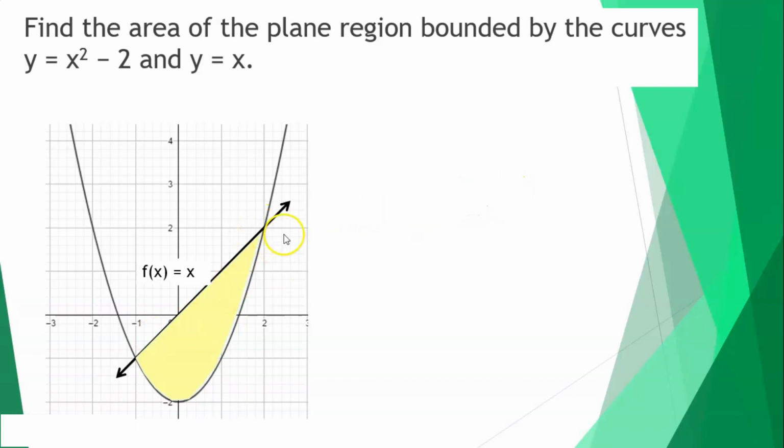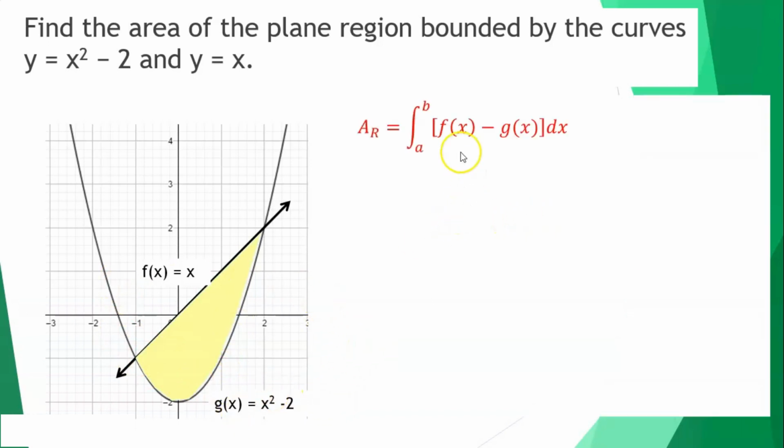So take note, our upper function is f of x equals x, or y equals x. Our lower function or our lower curve is defined as x squared minus 2. So with this, it would become the integral of f of x minus g of x dx. So meaning it is upper curve minus lower curve. So let's substitute. Our upper curve is x, our lower curve is x squared minus 2, dx evaluated from negative 1 until positive 2.